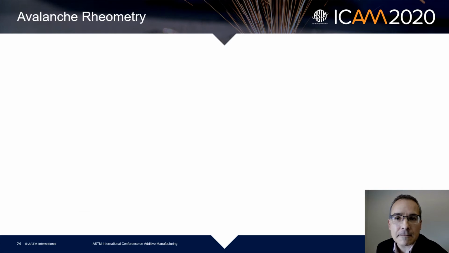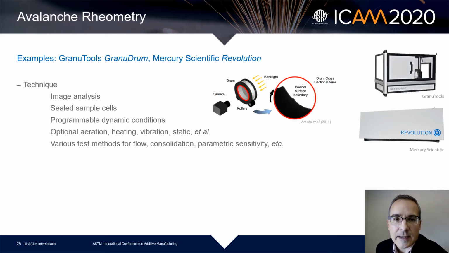So, Avalanche Rheometry. Examples of this are the Granutools GranuDrum and Mercury Scientific's Revolution. Most of the data I show today is, I believe, on the Mercury Scientific Revolution, and that's the one we use at NSL. Both instruments are basically optical techniques where a backlighted sample drum rotates, and digital imaging is used to analyze the powder movement.